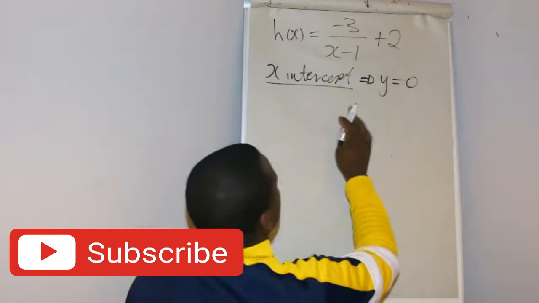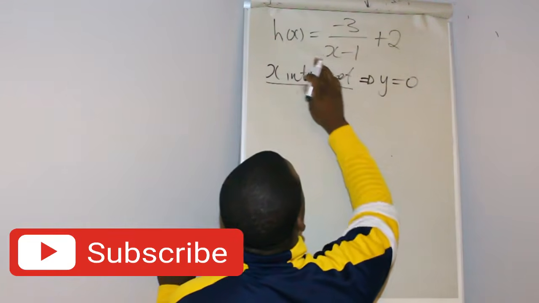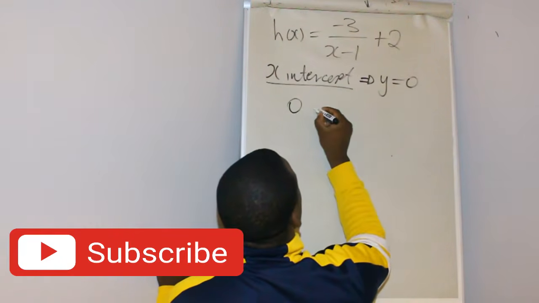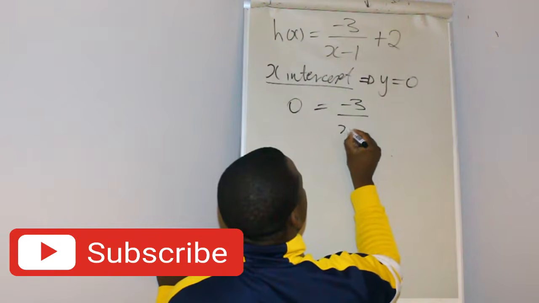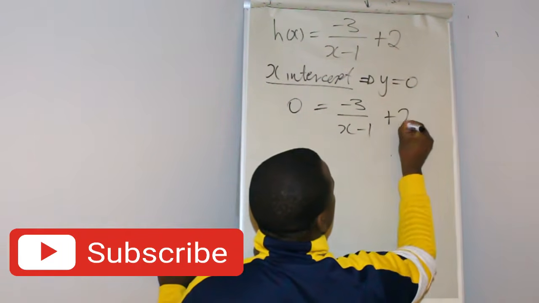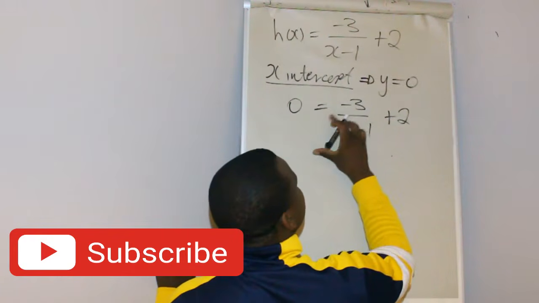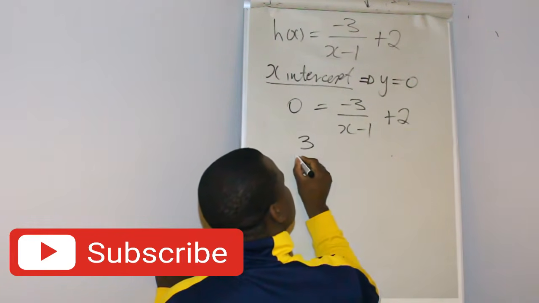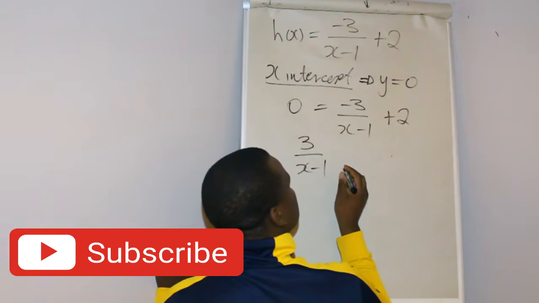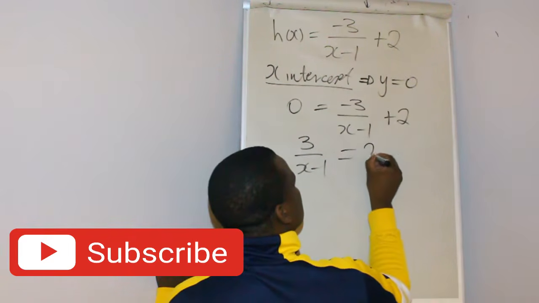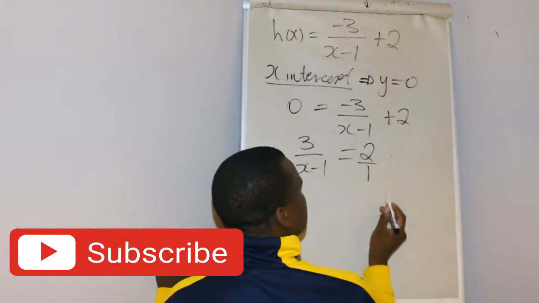So the only thing you do is, in the place of y, you place 0, so 0 is equal to negative 3 over x minus 1 plus 2. Then you take this to this side. It was negative, it will be positive when it gets here. 3 over x minus 1 is equal to 2. And then you cross multiply.